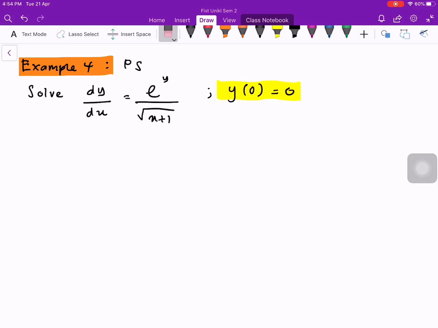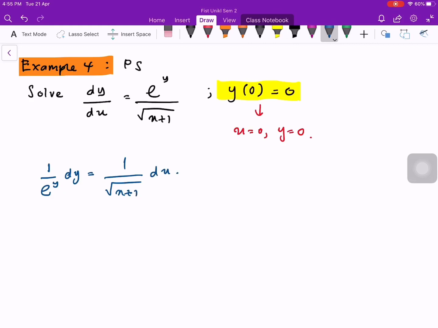y(0) equals 0, meaning that x equals 0 and y equals 0, the values of x and y that we're going to plug into our general solution in order to get a particular solution afterwards. And let's start with the separable technique. So we will separate x with dx, y with dy by using cross multiply product. After doing cross multiply product, we're supposed to have 1 over e to the power of y dy equals 1 over sec x plus 1 dx.